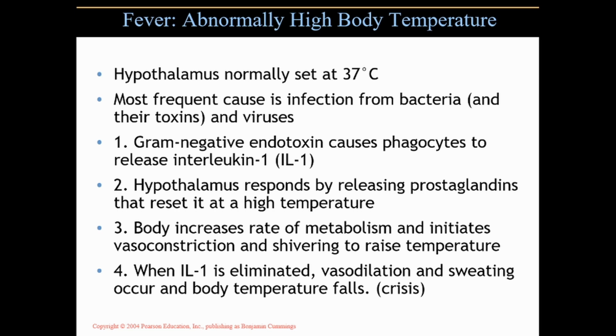And this is how the immune system works, so that we don't have immune system responses just acting willy-nilly throughout the body whenever it's not necessary. So anyway, these prostaglandins reset the hypothalamus at a high temperature. The body increases its rate of metabolism and initiates vasoconstriction to conserve heat and shivering to raise the temperature through the breakdown of glucose and ATP. That then leads to a slight rise in temperature, due to the hypothalamus promoting all of these different bodily responses.